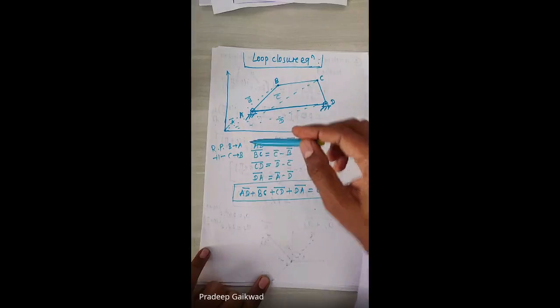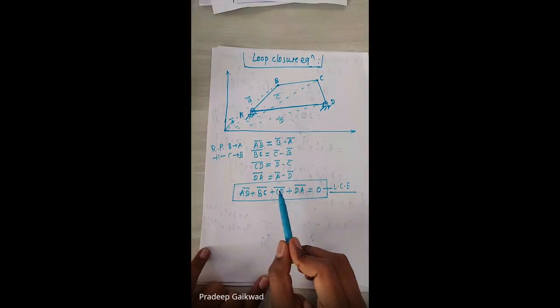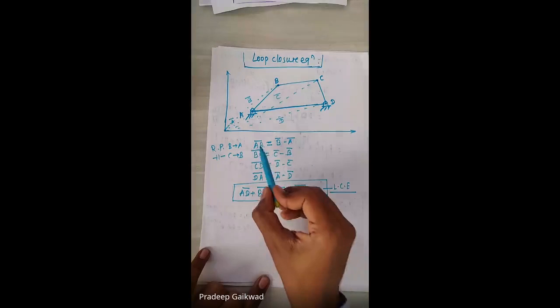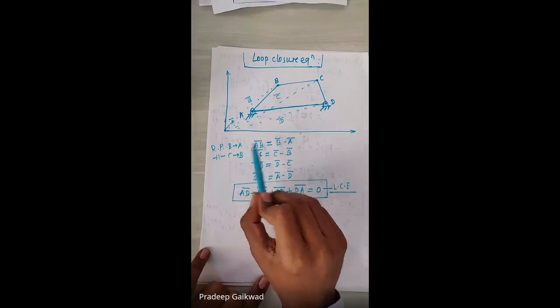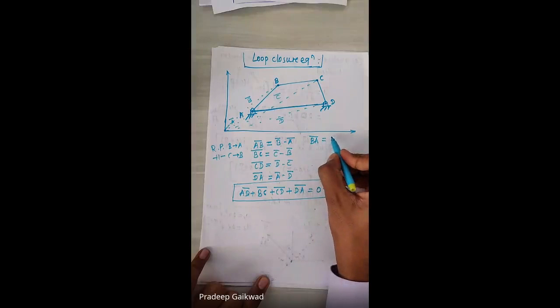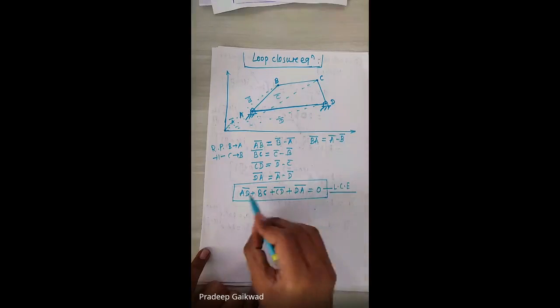And according to that, I add these relative position vectors in an order. I say in an order because vector AD and vector DA are different. Vector AB and vector BA are different. If I write vector BA, it is equal to, what is the difference here between AB and BA? It is A minus B. So I can't write that both are the same.